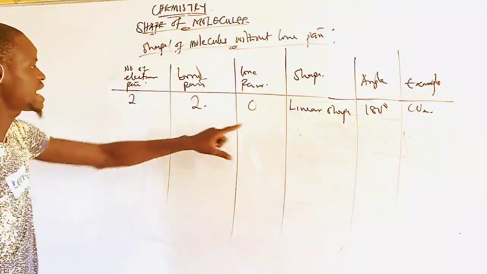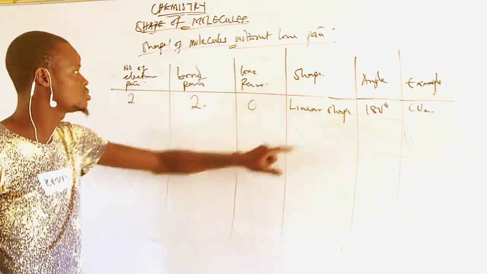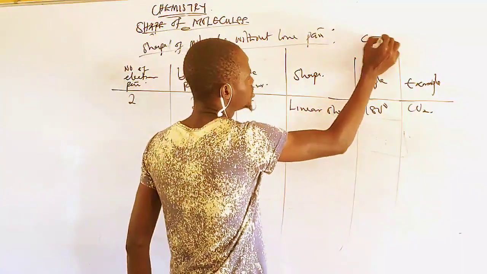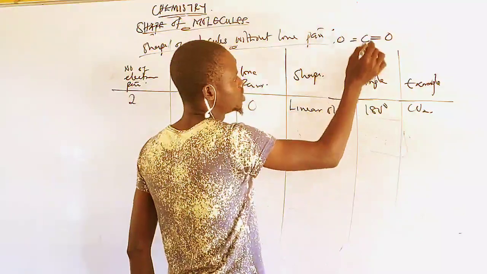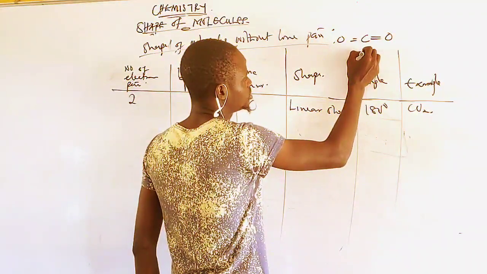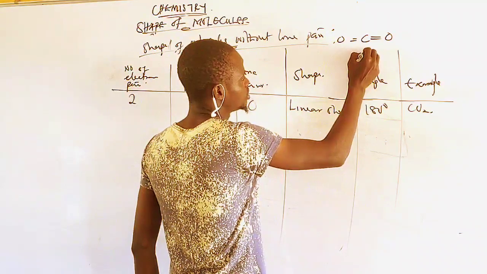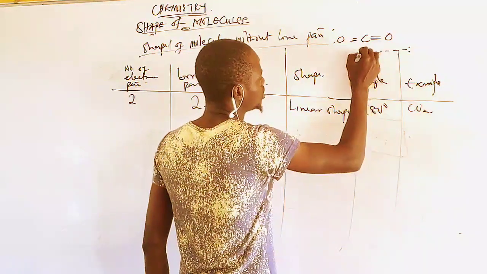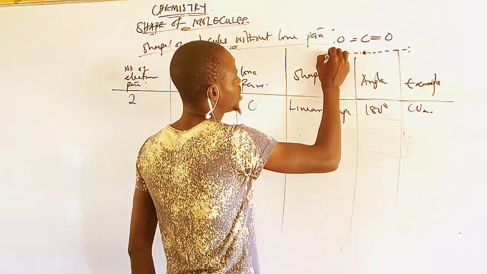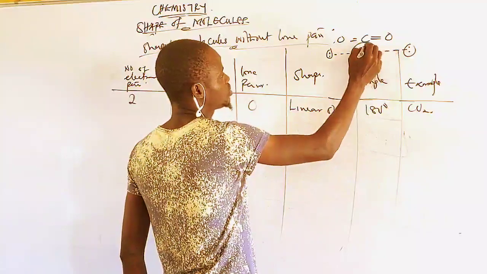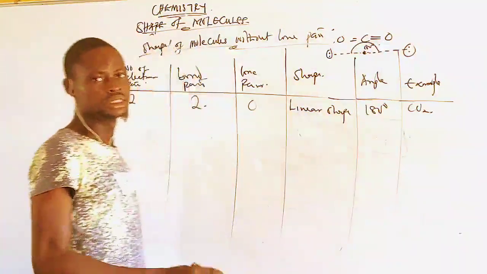Carbon dioxide has a linear shape. Are you getting it? Its electrons are arranged like this: oxygen, double bond, carbon, double bond, oxygen. This is the center carbon, where we have the two pairs of electrons. This is the linear shape, whereby the angle between them is equal to 180 degrees.